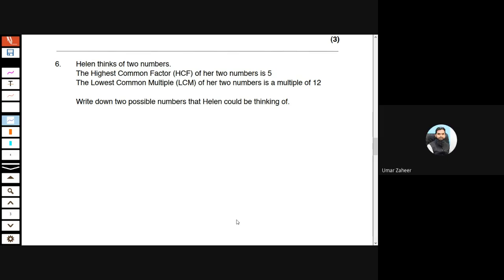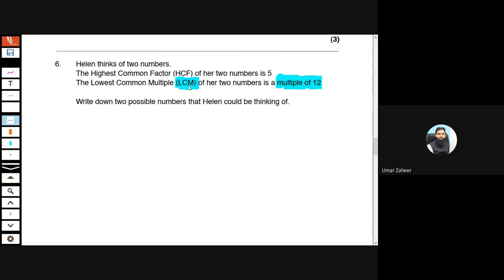All right. Let's go for the next one. Helen thinks of two numbers. The HCF of her two numbers is 5. The lowest common multiple of her two numbers is a multiple of 12. We have done this type of question in yesterday's class. LCM is a multiple of 12. So now you have to write down two possible numbers that Helen could be thinking of.